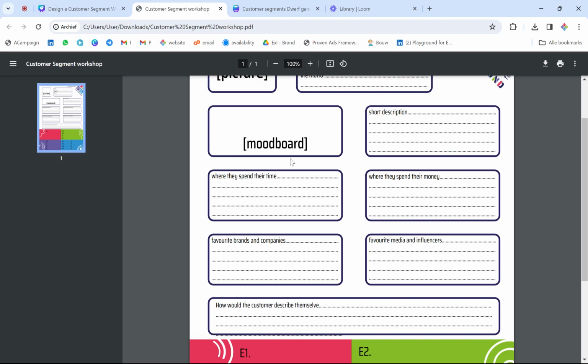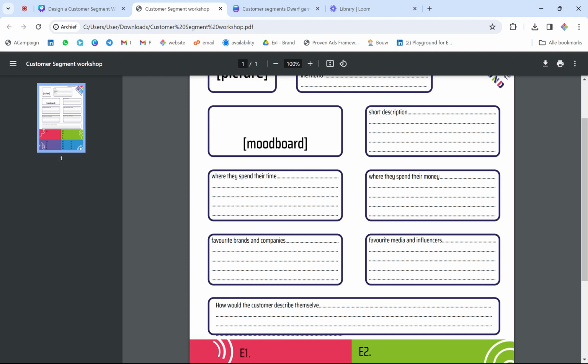Your entrepreneurs can copy paste some pictures here, really about the style of this person and how they see themselves, the type of person this is. We have a short description, and here we can define the style, their friends, what a day in their life looks like, really.